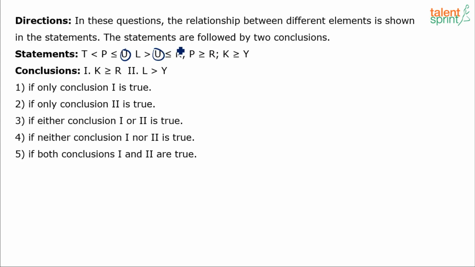Yes or no? K greater than or equal to U, U greater than or equal to P, P greater than or equal to R. So throughout you have seen greater than or equal to, greater than or equal to, greater than or equal to. So I can say K greater than or equal to R is correct. 1 is correct.